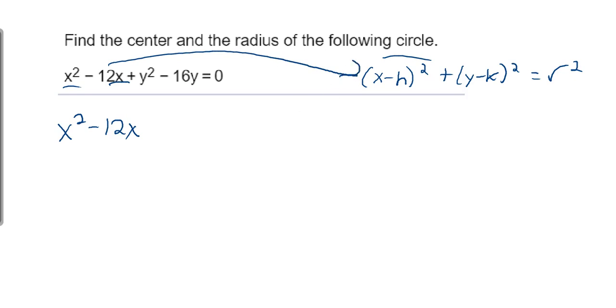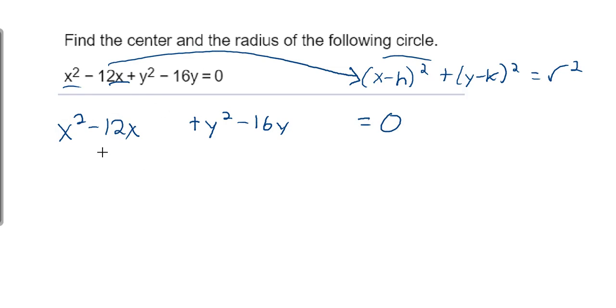And so we're going to use the completing the square process to figure out how to make it look this way, which means I'll have to add some special number here so that it will factor like this. So I'm going to leave a space for that special number, and then I'll write the plus y squared minus 16y, leave another space because we'll have to do the same thing for the y variable, equals 0. All right, so let's start with the x variable.